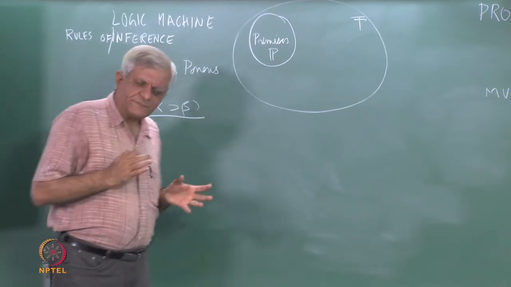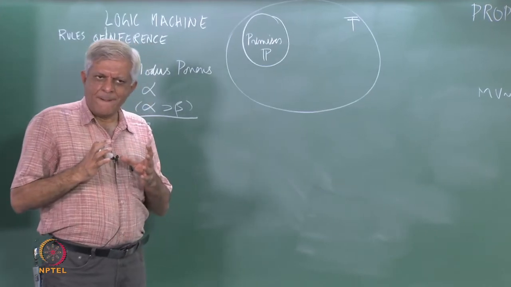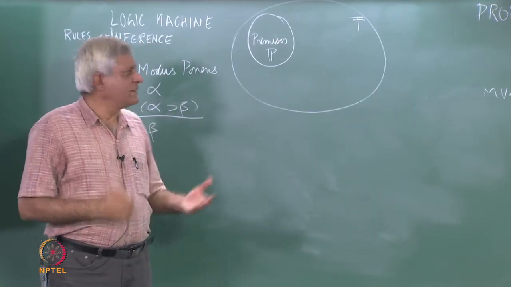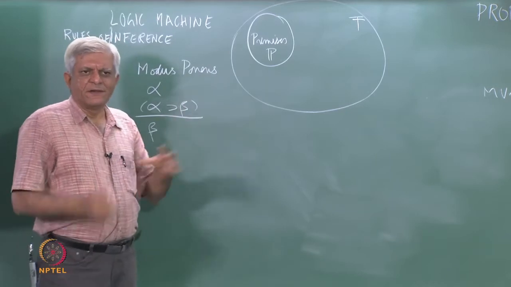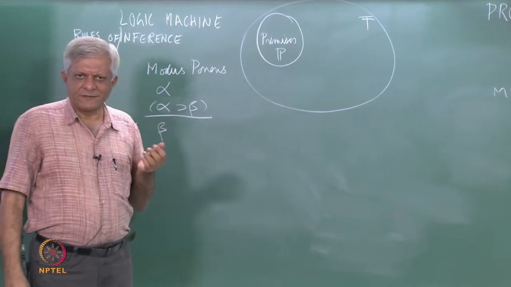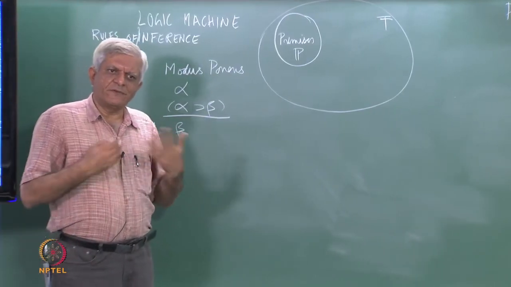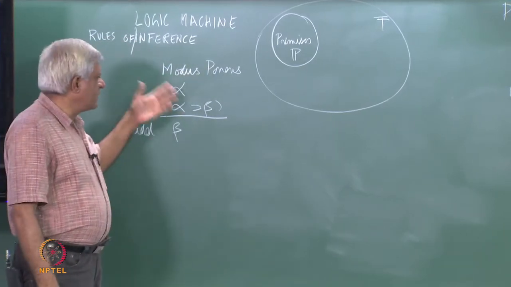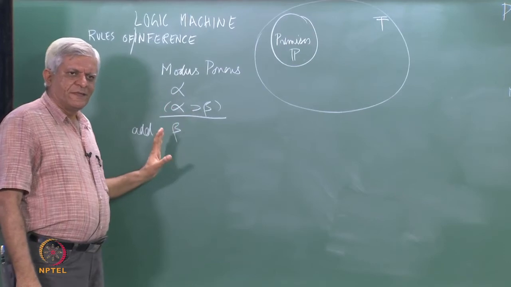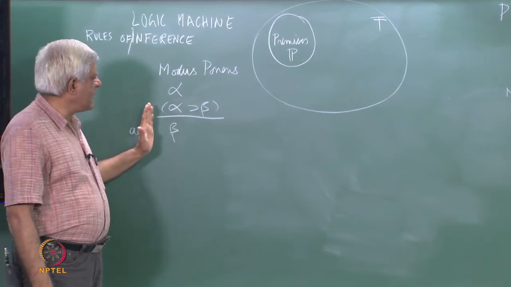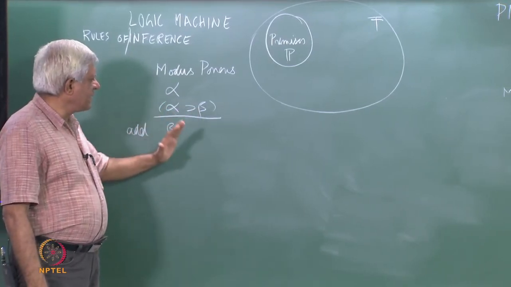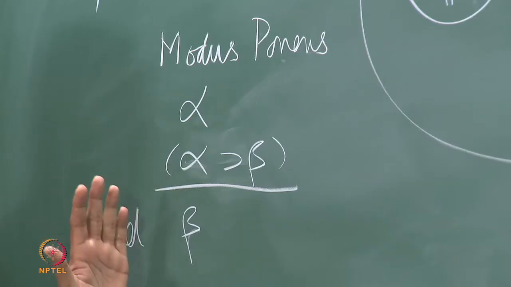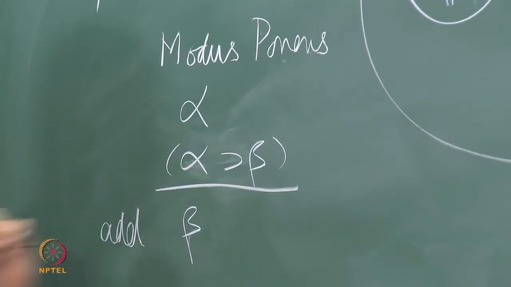If I have a set of sentences given to me, a set of premises for example, or a database of sentences if you want to use that term, then I can keep adding new sentences to the database essentially. And how do I do that? I do it by this pattern matching mechanism, which says that if I have alpha and if I have alpha implies beta, then I can add beta essentially. So, this is one rule of inference.